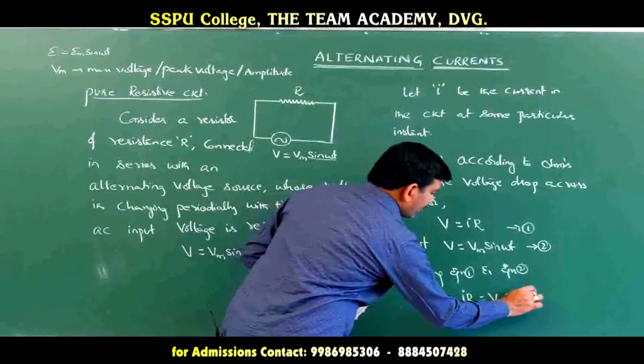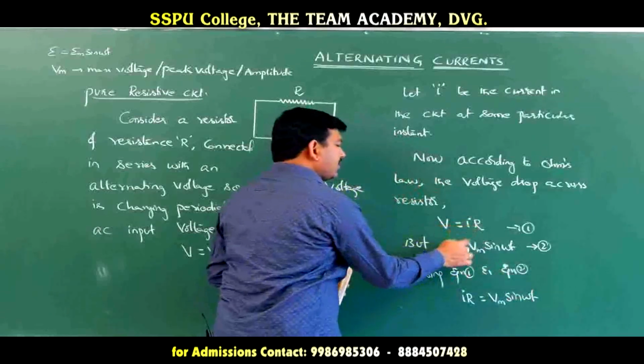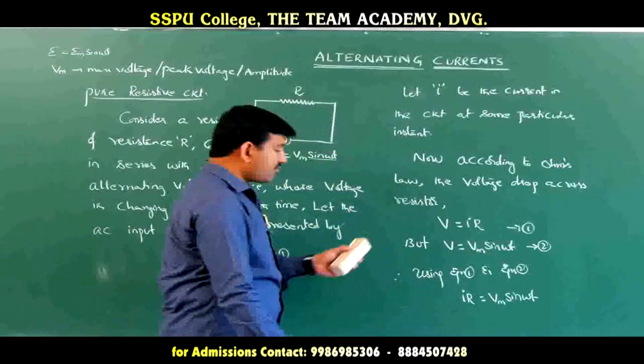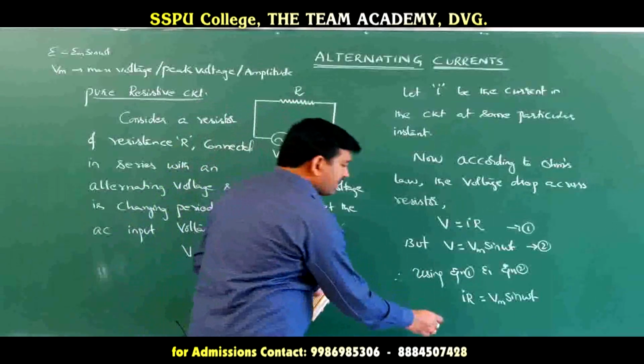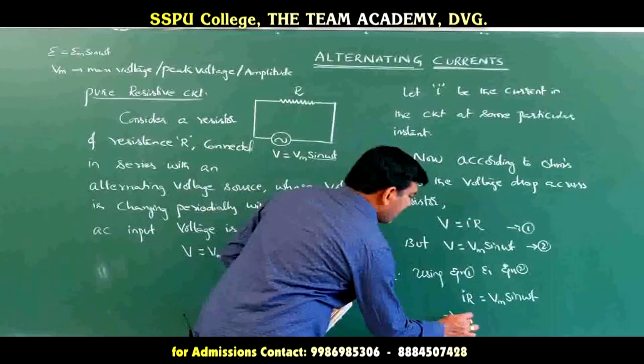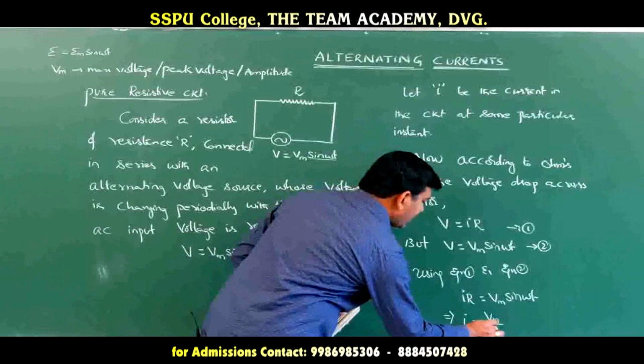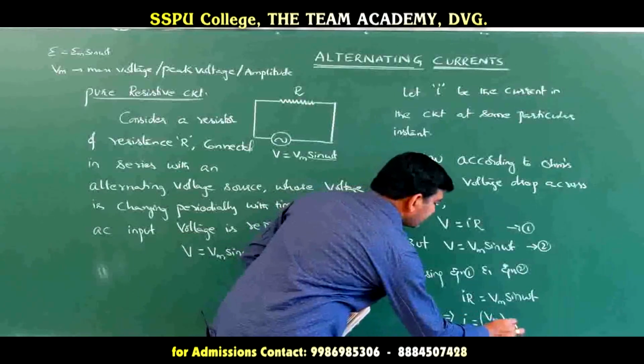Shall I write like this or not? V is equal to IR and V is equal to Vm sine omega t. Just equate the two terms, then I will have this. This can be written as I is equal to Vm divided by R into sine omega t.